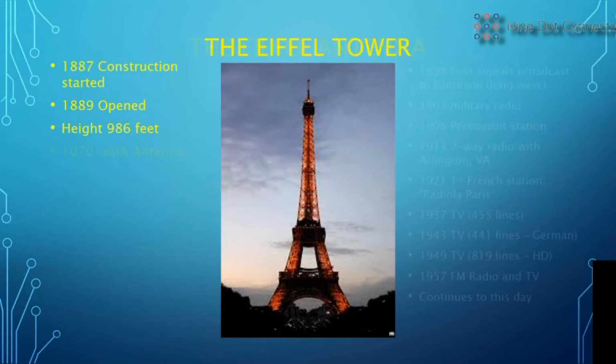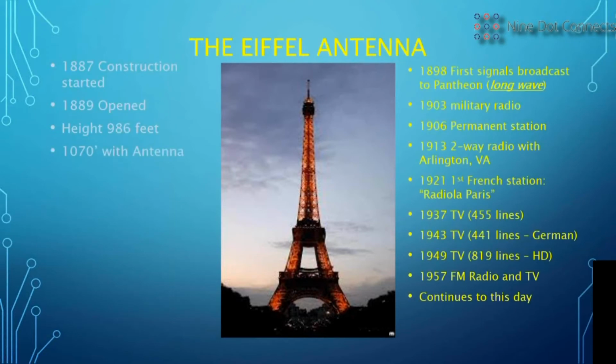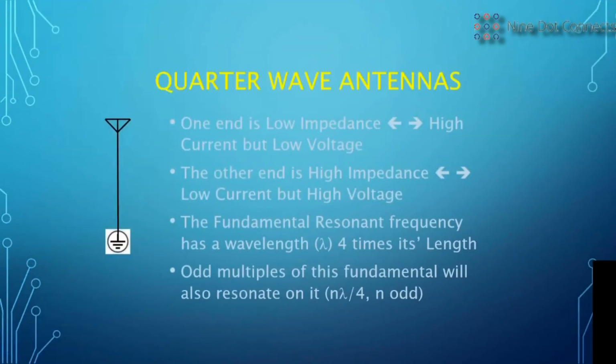Again, this was done with long wave because it's a very tall structure, and so it fit very well with the low frequencies of the day. It was used in 1913 to broadcast all the way to Arlington, Virginia, and it continues broadcasting to this day. However, in current days, they don't use long wave very much, so antennas have become smaller and been mounted up on the top. Quarter wave antennas, that's what we're looking at.